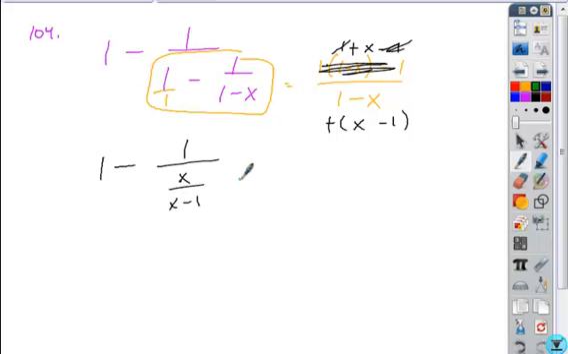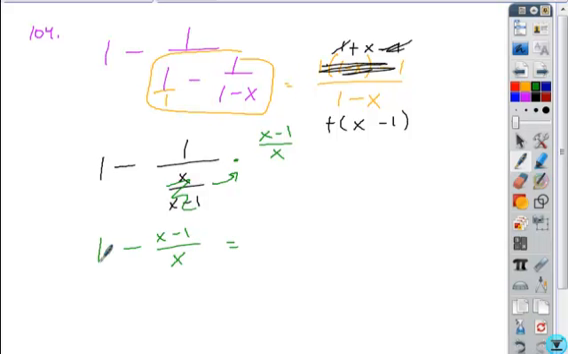By doing this, it allows me now to take 1 divided by this fraction. Well, dividing by a fraction is like multiplying by its reciprocal. So I'm going to multiply by the reciprocal of this, which is x minus 1 over x, right? I just take this and I invert it. So I have an x minus 1 over an x.